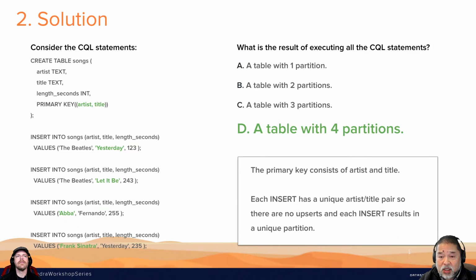So we'll look at the inserts again. The first insert, the song Beatles and Yesterday, are the artist and title. They make up the partition key. So that's one partition. The next insert, the Beatles and Let It Be, that's a different partition because the partition key is made up of the two columns, artist and title. The third one, ABBA and Fernando, that's yet a third partition. And the last one, Frank Sinatra and Yesterday, again, a unique combination, makes a fourth partition.